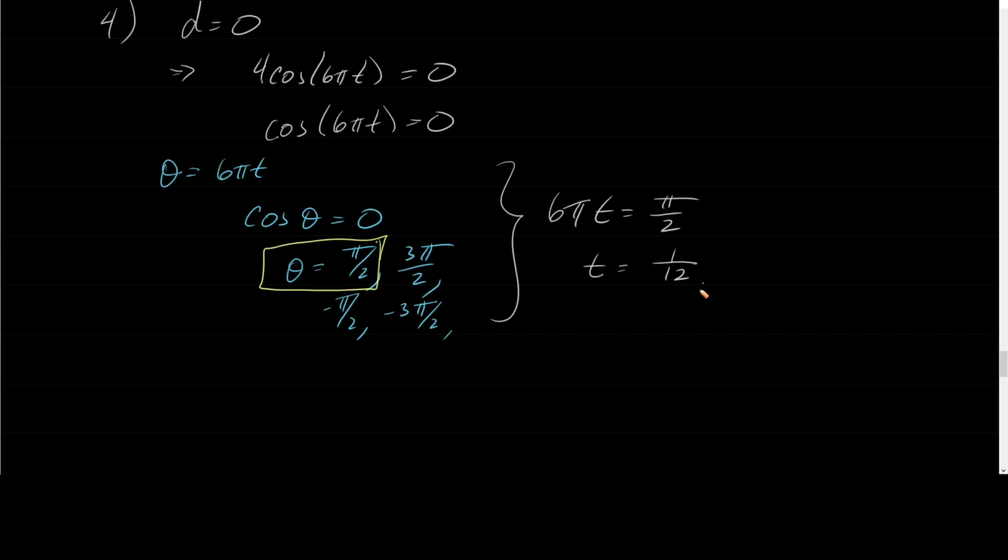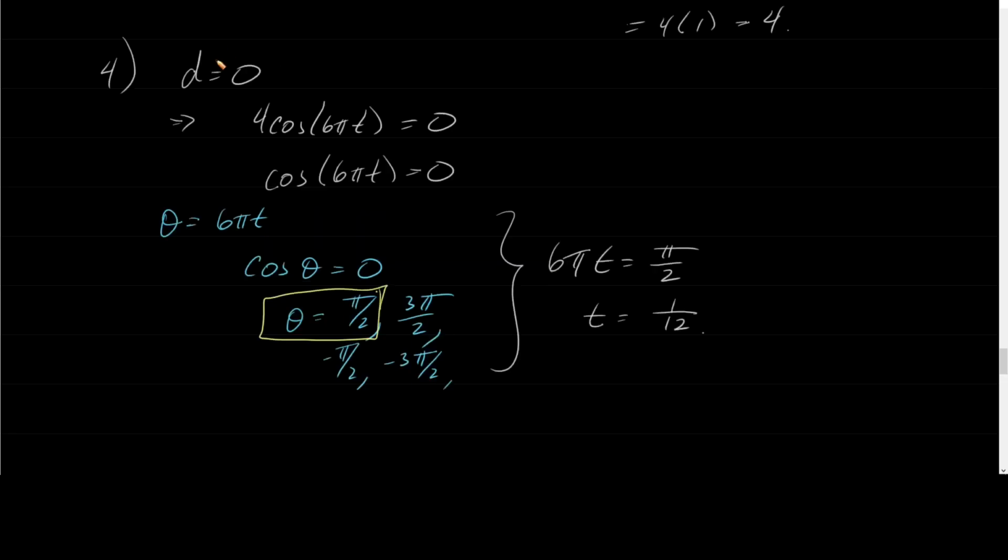Again, that was dividing both sides by pi as well as by 6. So if t was in seconds, it would be 1/12 of a second, where we get the first time that the distance is 0 with this simple harmonic motion. All right. That is the end of 4.8.